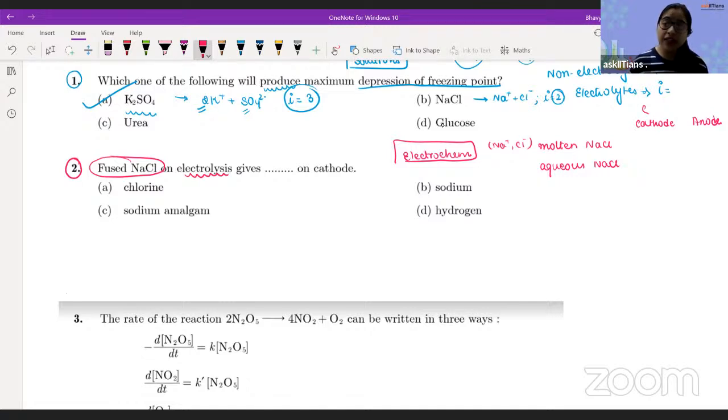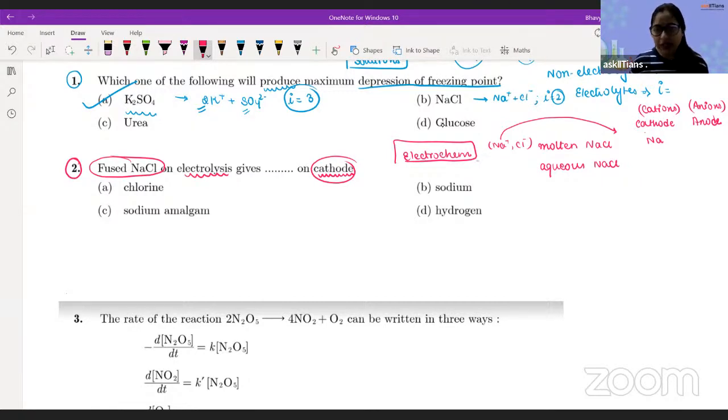Now I know that cations move towards the cathode, and anions move towards the anode. So at the anode, oxidation occurs, and at the cathode, reduction happens. Since they have asked what will be the product formed at the cathode, which ion will be moving there? The cation, which is sodium. So since Na+ is moving, this is going to produce sodium.